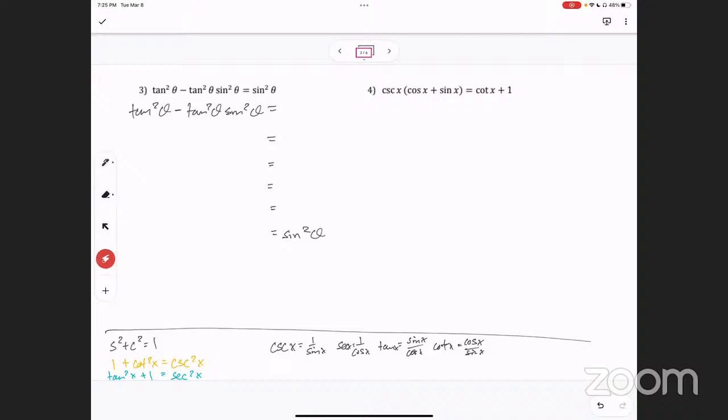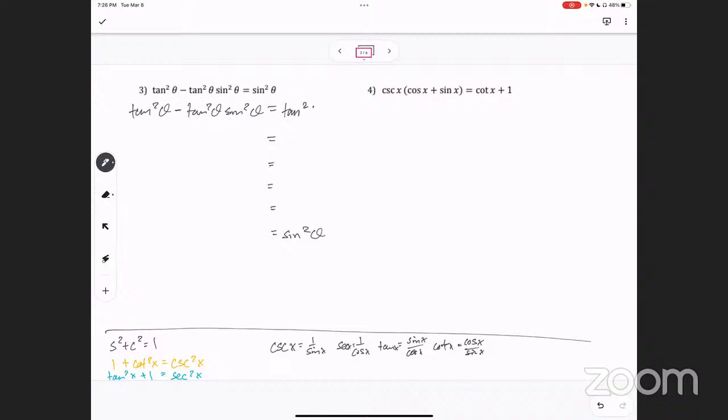For this one, wouldn't tan minus tan just equal 0? No, you can't subtract those from each other because this is a factor in that. Oh, you can't. It's not a term. It's being multiplied. I see. Yeah, it's being multiplied. But what I can do is I can factor it out.